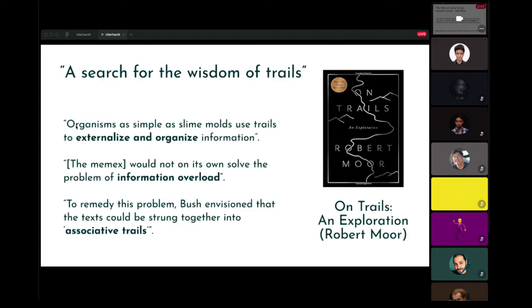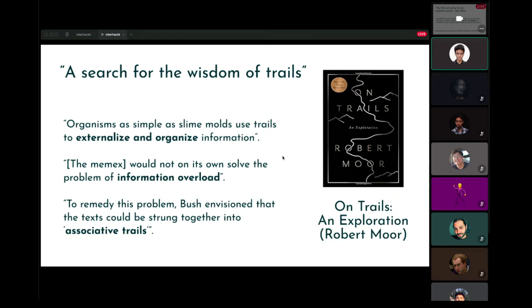So I mentioned this book in a previous call. It's my favorite book of the year because it describes the parallels between trails in nature and trails in human life. So the author, Robert Moor, notices that trails are a great way of externalizing and organizing information, and they can be found in organisms as simple as slime molds and ants and everything.